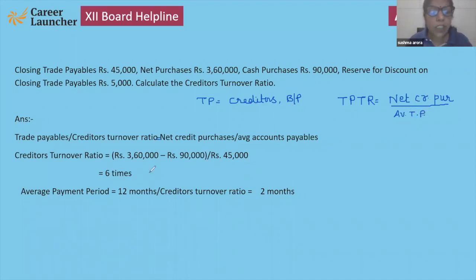6 times simply. Now in this question, cash purchase is also given, but we have to use only credit purchase. So to calculate credit purchase, what to do? Total purchase minus cash purchase.